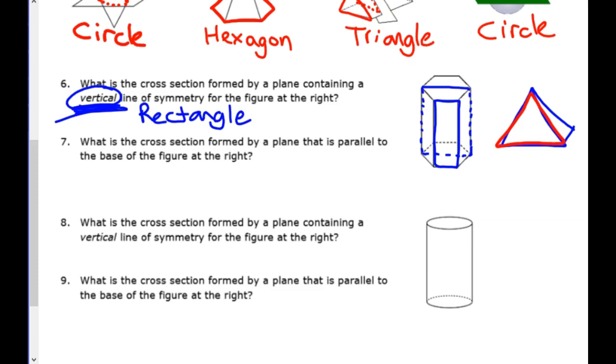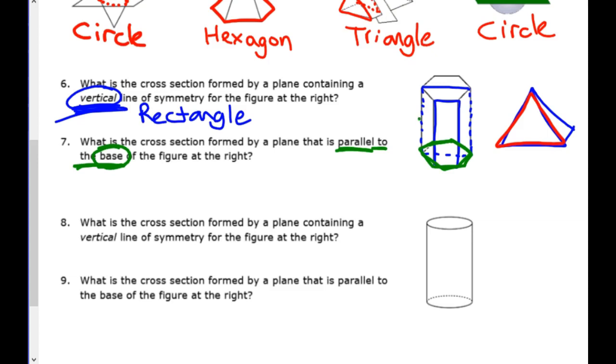So, number 2, what is the cross section formed by a plane that is parallel to the base? What's the key word there? Parallel to the base. So now I'm going to look at the base. That's the key word. Is everyone with me? Because I see phones and hands, and sleepy eyes, and distractions. But look at the base here. What is that base shape with 6 sides? Hexagon. So guess what? If I cut it anywhere parallel to the base, it's also going to make a hexagon.